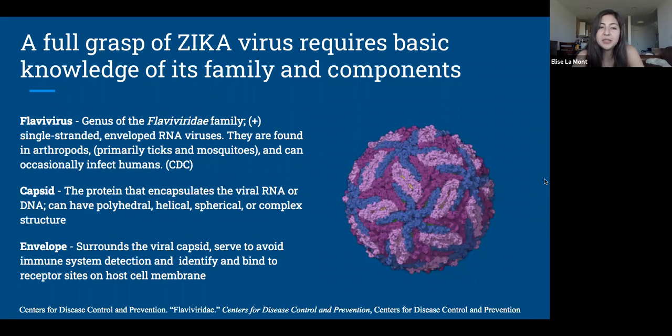Before we delve into the specifics of the Zika virus structure and function, it's important that we cover some relevant terms. Zika virus is a flavivirus, which means it's of the Flaviviridae family. They are plus-sense, single-stranded enveloped RNA viruses, found in arthropods, primarily ticks and mosquitoes, and can occasionally infect humans. Next is a capsid, which is the protein that encapsulates the viral RNA or DNA. It can have a polyhedral, helical, spherical, or complex structure. Lastly is the envelope, which surrounds the viral capsid and serves to avoid immune system detection and identifies and binds to receptor sites on host cell membranes.